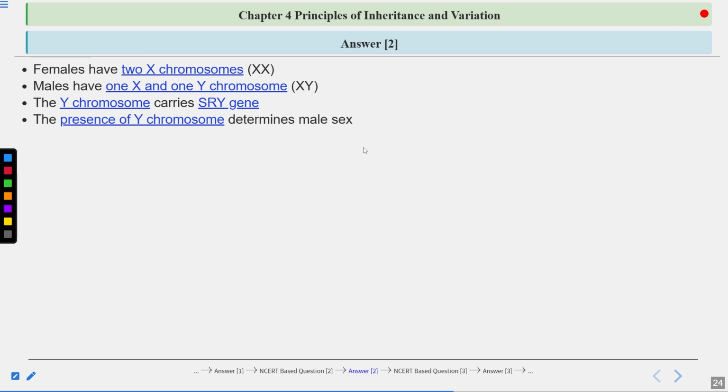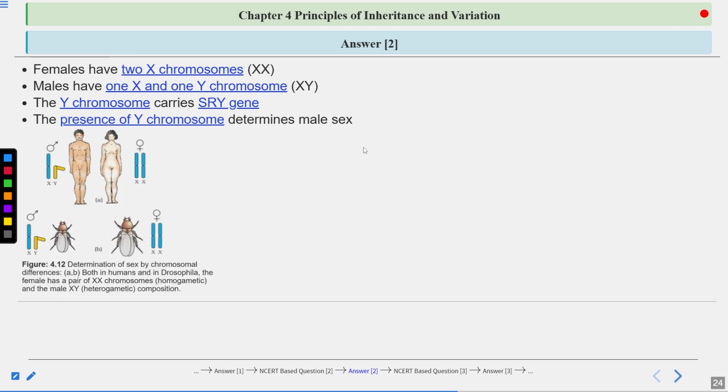So here, males are heterogametic and they determine the sex of the child. Because here half of the sperms consist of the X chromosome, half of the sperms consist of the Y chromosome. And the type of sperm which fertilizes the egg determines the sex of the child.